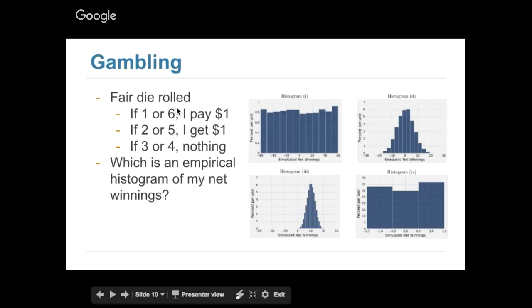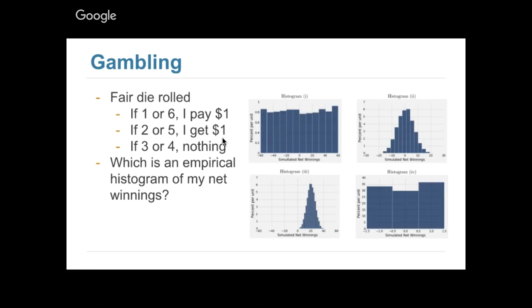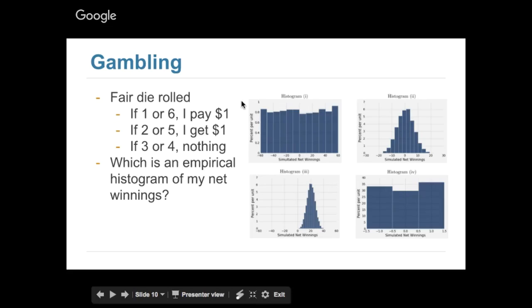Okay, so in this game, here are my outcomes depending on what I roll. If I roll a die 60 times and get $1 sometimes, I expect that in 60 rolls, I pay about $20 and I get about $20, and this nets out to nothing. So my overall net gain should be about 0.